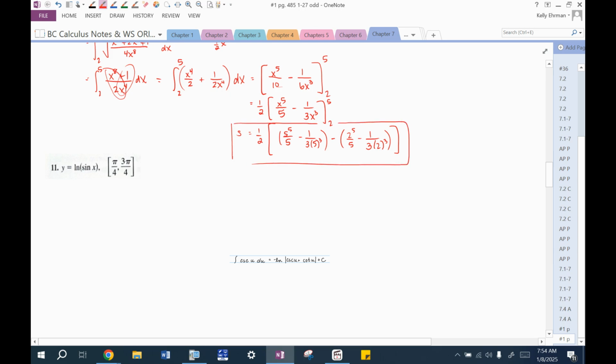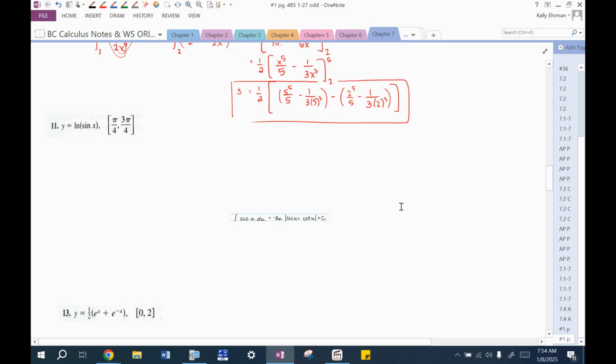All right, for number 11, y is the natural log of sine x. We're on this interval. And I have a note that I pulled from somewhere in our chapter 4 notes, I think. So we're going to be using this. But let's just see. First off, we need dy/dx.